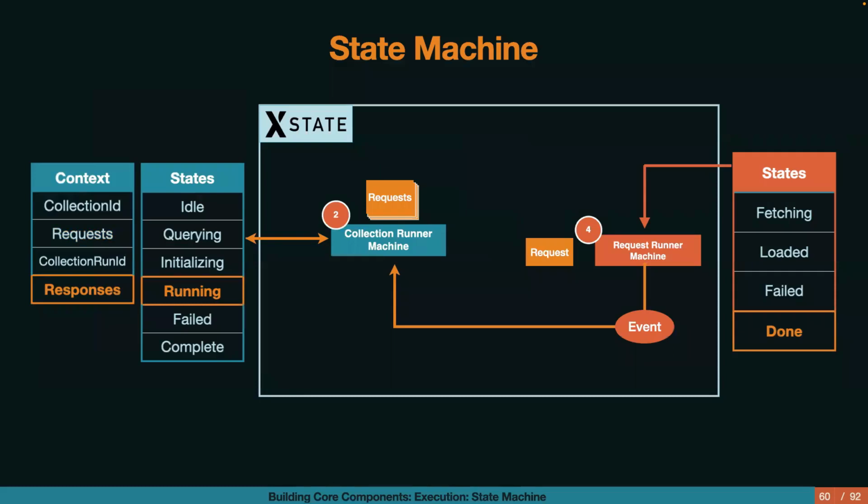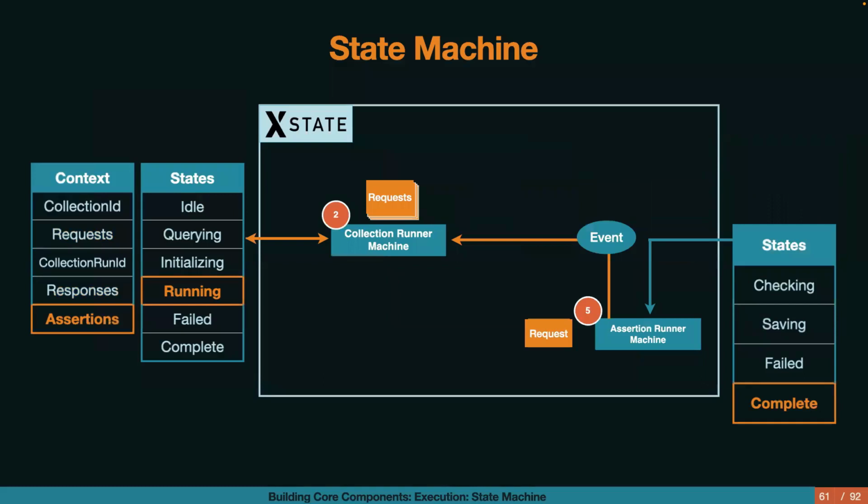Then the request runner machine is invoked, which makes a request to the specified API endpoint, waits for the response, and passes the data to the parent machine to be saved as responses. Once those responses are saved, the next child state machine is invoked.